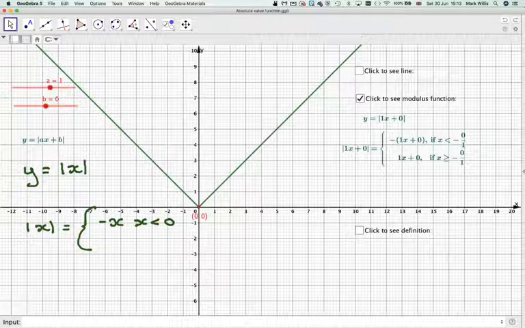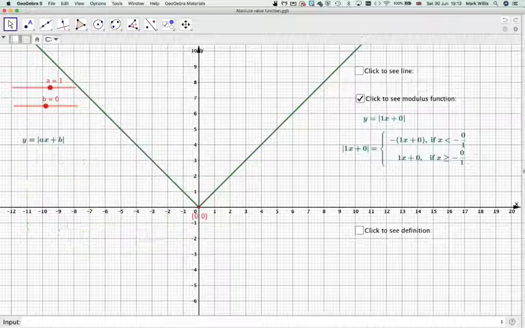And then for values greater than 0 in this case, it just behaves as x. So when x is 1, it becomes 1. When x is 2, it becomes 2. So this is just the basic absolute value function. But let's get rid of that.